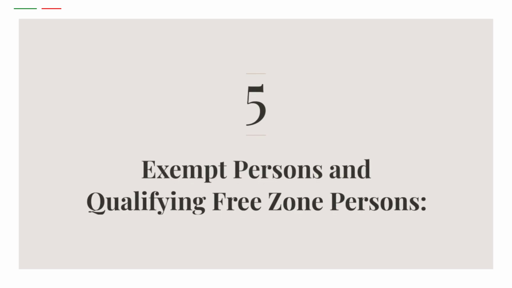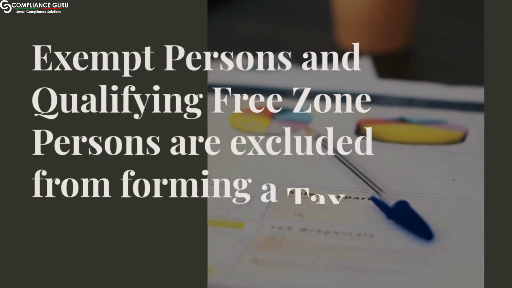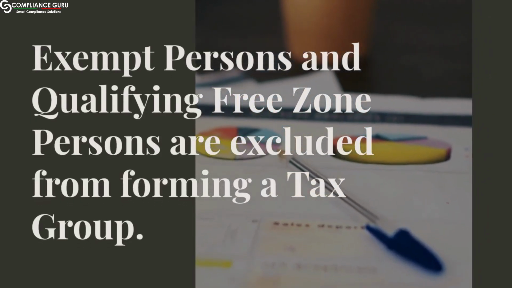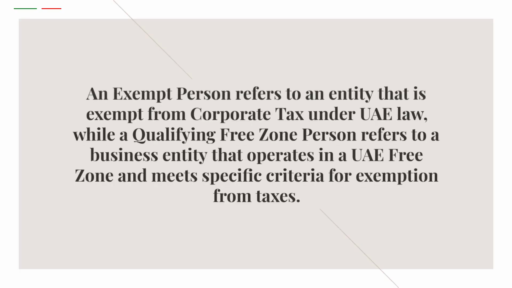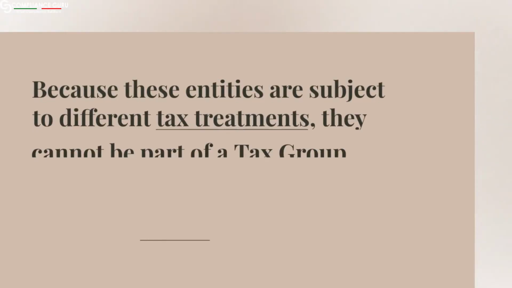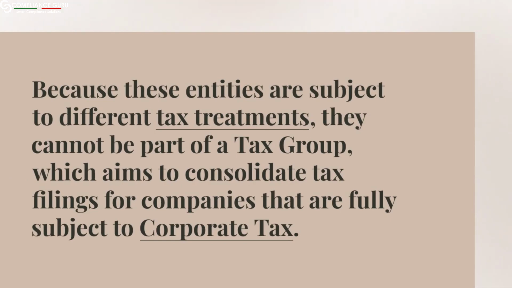5. Exempt persons and qualifying free zone persons. Exempt persons and qualifying free zone persons are excluded from forming a tax group. An exempt person refers to an entity that is exempt from corporate tax under UAE law, while a qualifying free zone person refers to a business entity that operates in a UAE free zone and meets specific criteria for exemption from taxes. Because these entities are subject to different tax treatments, they cannot be part of a tax group, which aims to consolidate tax filings for companies that are fully subject to corporate tax.